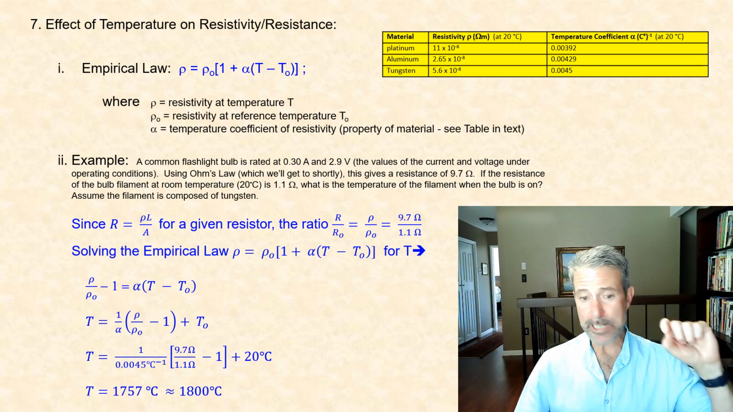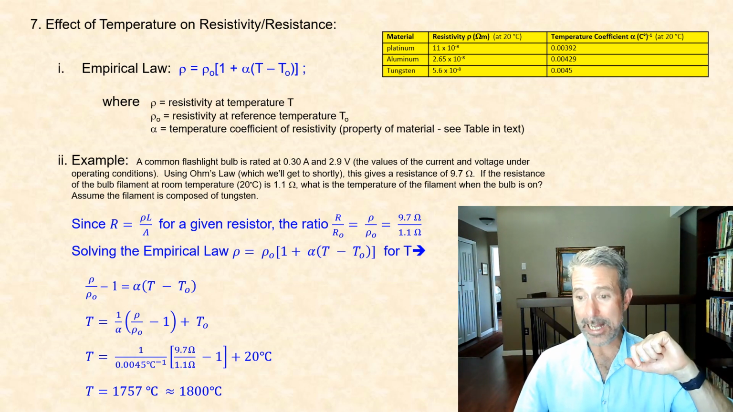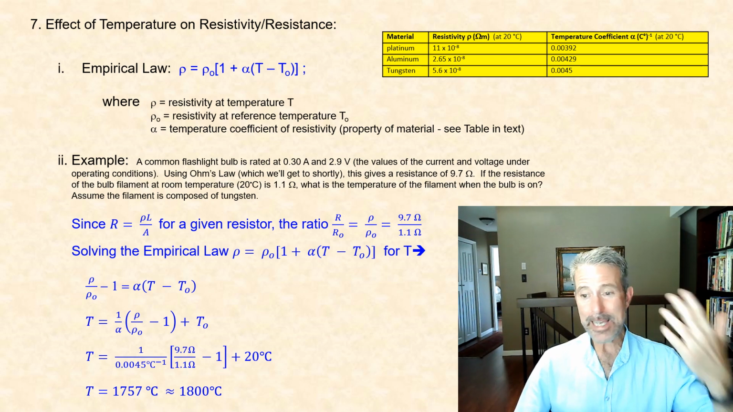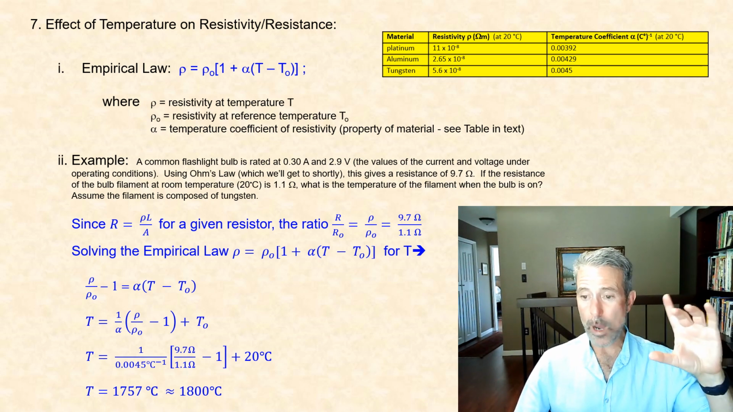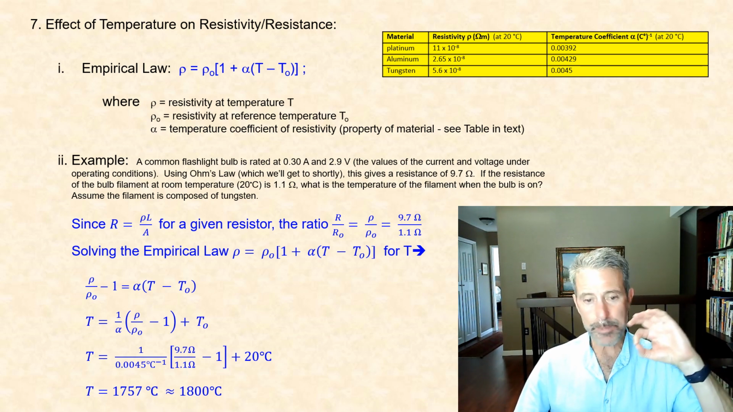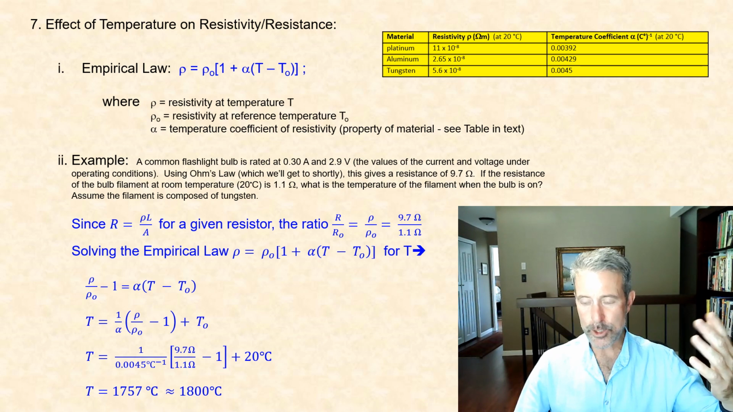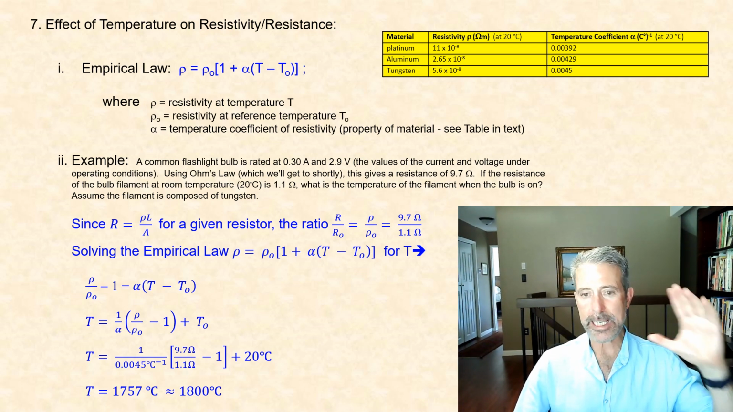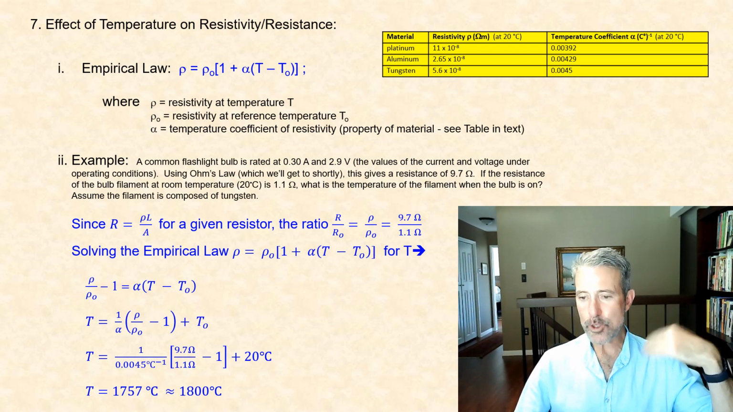I hope you realize that that is really, really high. That filament is extremely hot, and it must be the case. This is why we said in order to produce light, a filament must be extremely thin so that it has a high value of resistance in order for its temperature to get to be high enough so that it actually will emit light.